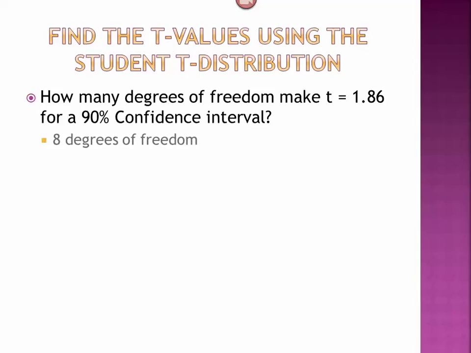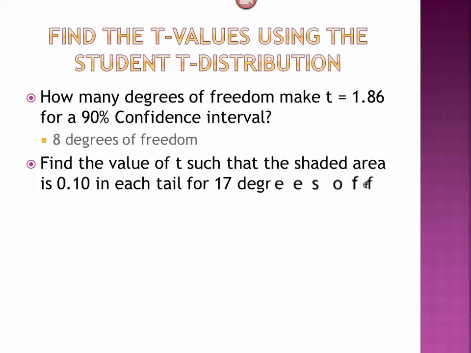And looking in the body, which is where our t-values are found, we can see that it takes 8 degrees of freedom for t to be equal to 1.86 in the 90% confidence interval column. Secondly, find the value of t such that the shaded area is 0.10 in each tail for 17 degrees of freedom.